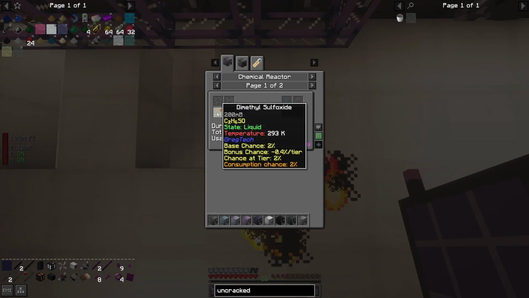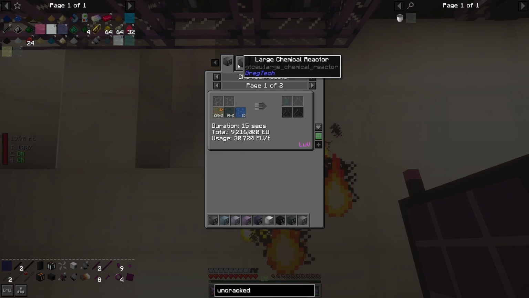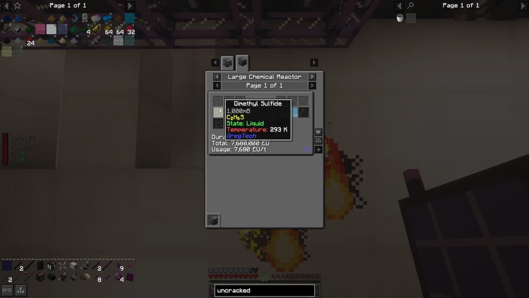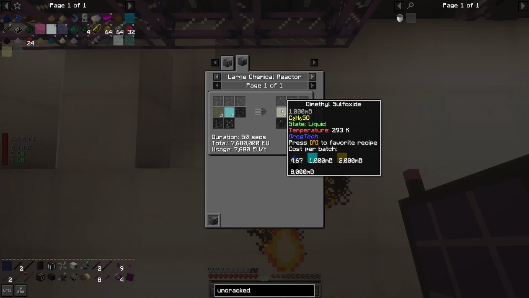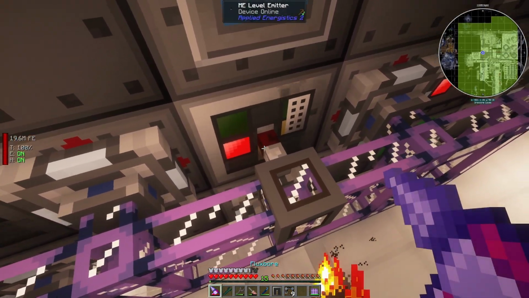then we need to make dimethyl sulfoxide. I may not have put that into the doodad. Okay, so nitrogen dioxide and dimethyl sulfide. Ugh. Okay, so where was that dimethyl sulfide?